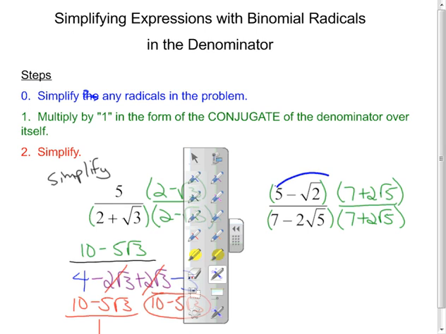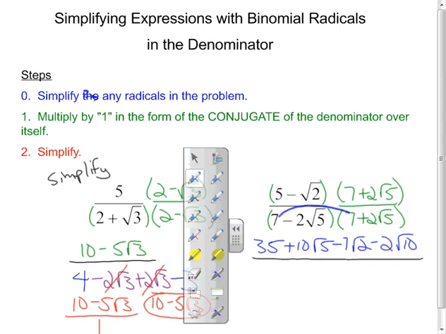Okay, so what do we have? We've got 5 times 7 is 35, and then 5 times 2 root 5 is 10 root 5. Okay, followed by root 2 times 7, which the root 2 is negative, so it's negative 7 root 2, okay? Followed by negative root 2 times 2 root 5 is negative 2 root 10. Again, using the in within and the out without rule. The 2 gets multiplied by the 5 because they're both radicands. Now, that is all over.